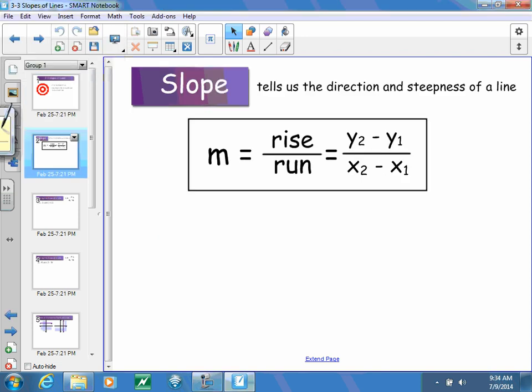So going ahead and remembering what slope is. Slope is telling you the direction and the steepness of a line. So remember, it's the rise over the run. And you have this wonderful formula of y2 minus y1 divided by x2 minus x1. So the formula should look familiar. We've talked about that before. We're going to move on to a couple examples.